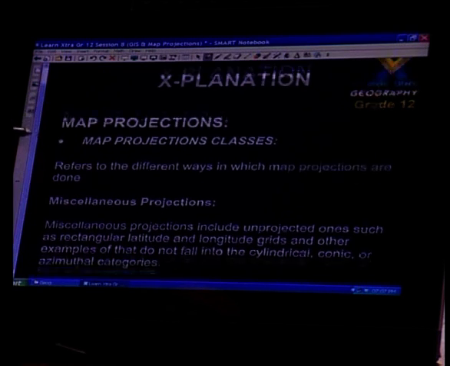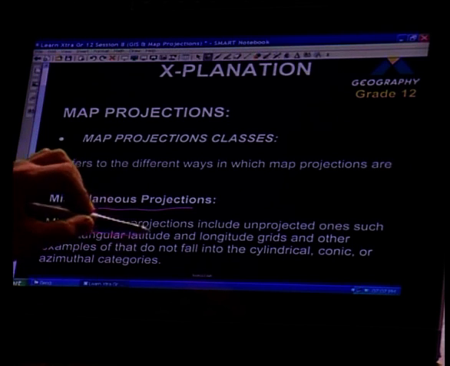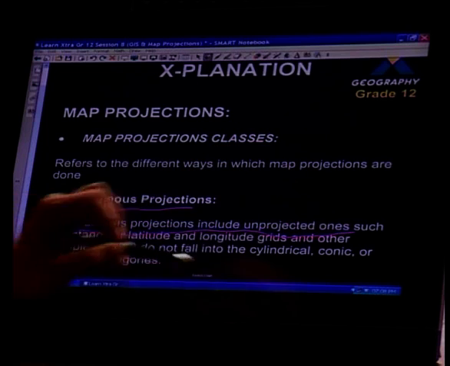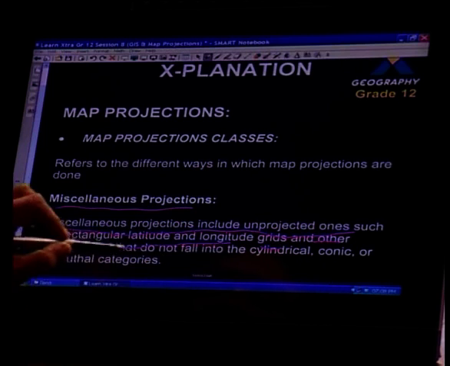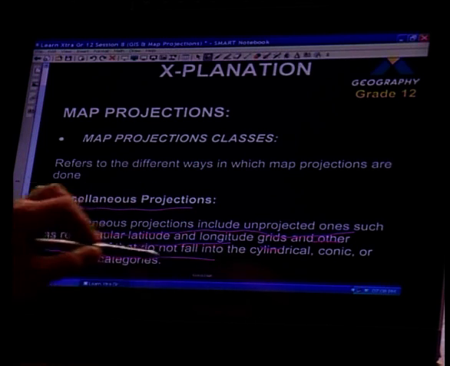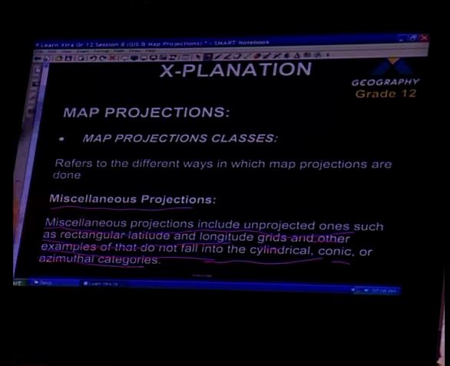And the last one is a miscellaneous projection. Miscellaneous projections actually include unprojected ones such as rectangular latitudes and longitudes, grids, and other examples that do not fall into cylindrical, conic, or azimuthal projections. So this one covers a variety of projections. It actually includes those projections that we did before and includes things that are not included.